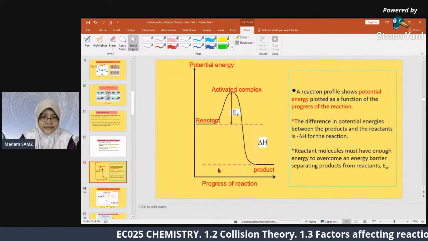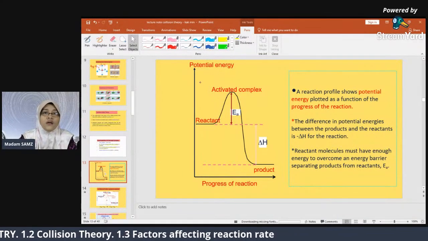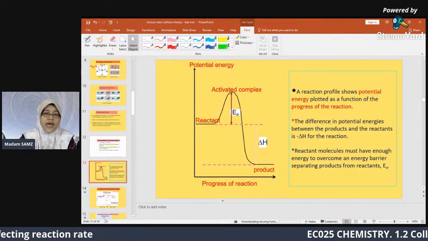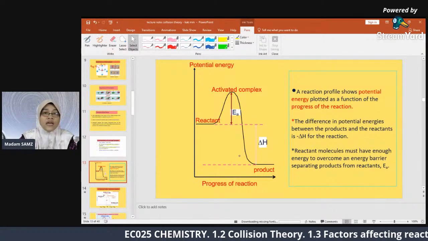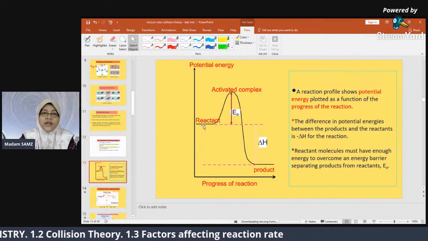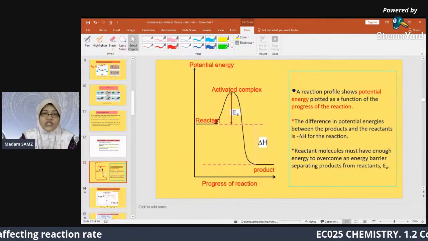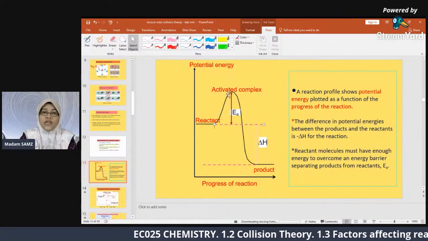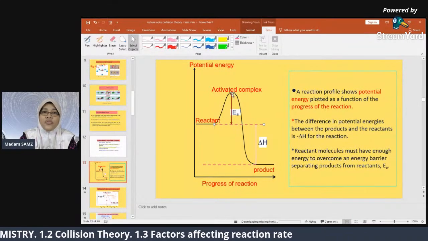To help you understand more, let's take a look at the diagram about energy level. We have potential energy as our y-axis and the x-axis is the progress of reaction. This is the example of an exothermic process. So we have the reactants here and these reactants must collide with enough energy, minimum kinetic energy, to arrive at the activated complex, to arrive at this mountain.